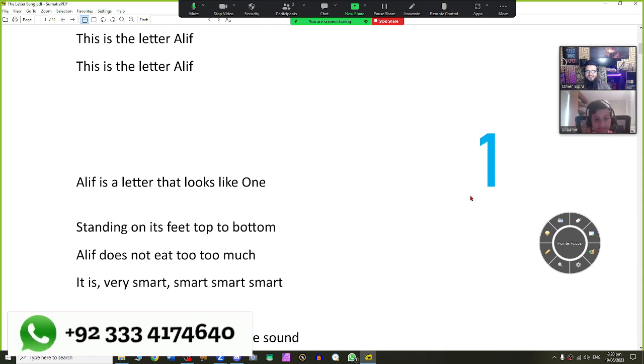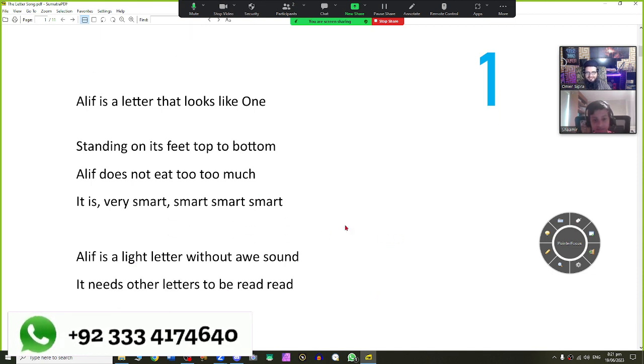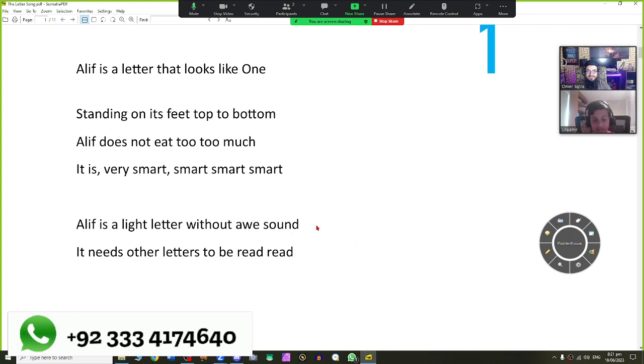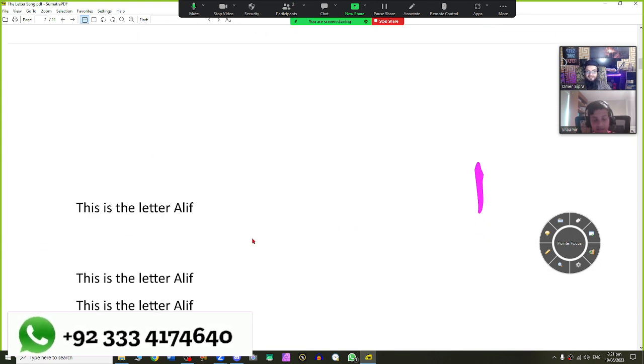Try it. Aleph is a letter that looks like one, standing on its feet, top to bottom. Aleph does not eat too much. It is very smart. Aleph is a light letter without a sound and needs other letters to be read.